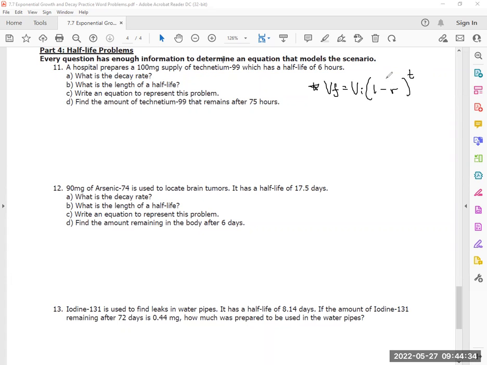Half-life, the key word half. What do you think my base is going to be? What am I going to be multiplying by every single time if I'm saying it's half-life? Yep, 0.5. So I am decaying by 50%. So 1 minus 0.5, it's always going to be 0.5 as the base. When you see half-life, it's automatic. But there's one more addition.